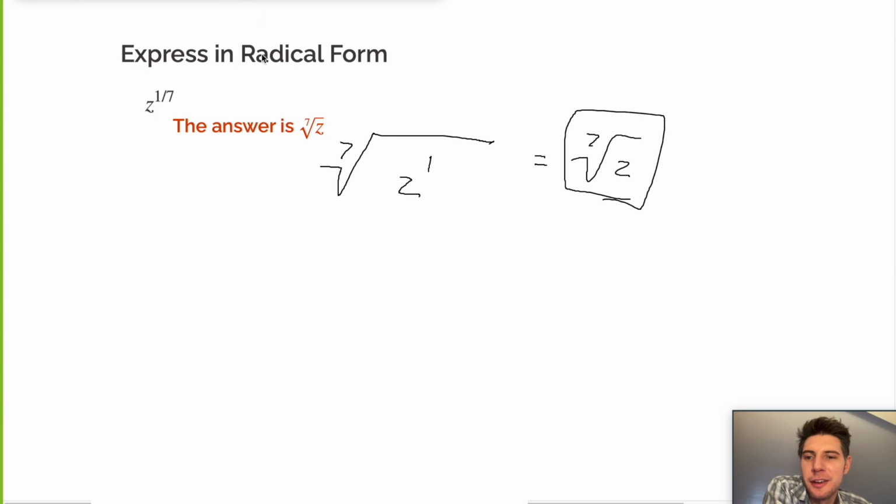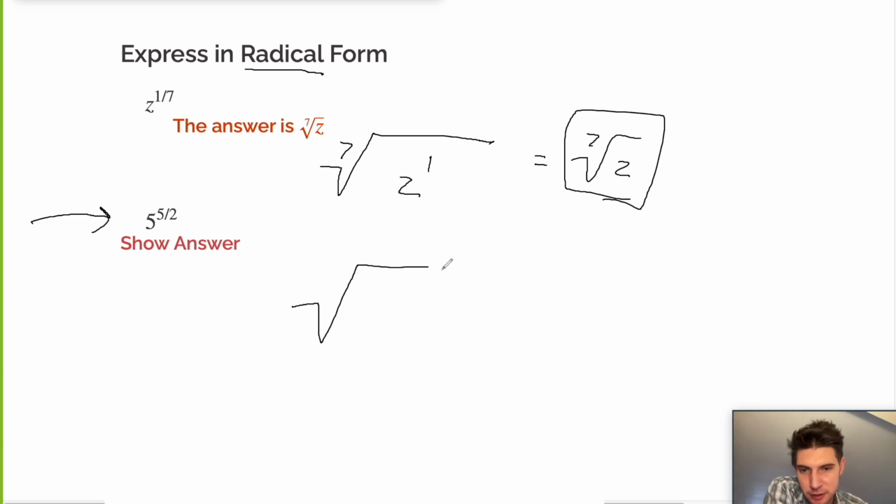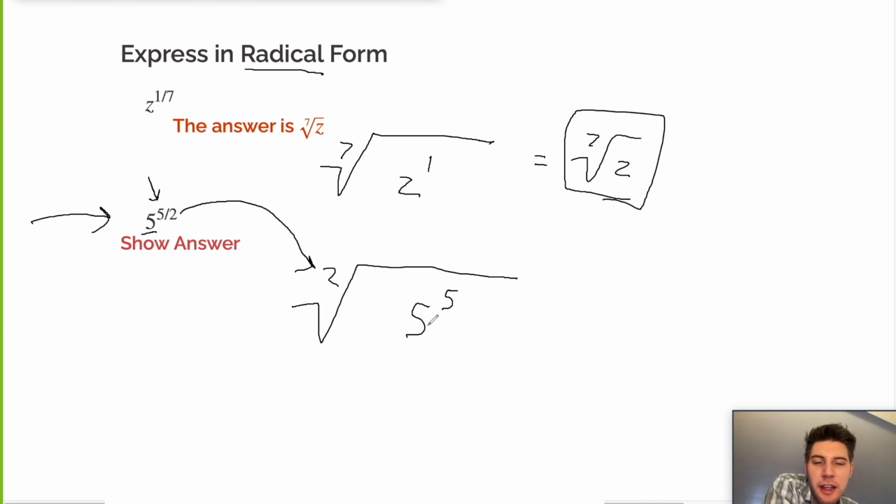Let's try another one. Same thing, express this one right here in radical form. If we're going to do radical form, it's going to have a radical. And this first 5 is our base. This 5 is the exponent for the base. And this 2, the bottom of our fraction, is our root. That's it written in radical form. The 2 there isn't necessary because square root has an implied 2. We don't need to include the 2. These are the same thing. So I'm just going to put the answer like this.